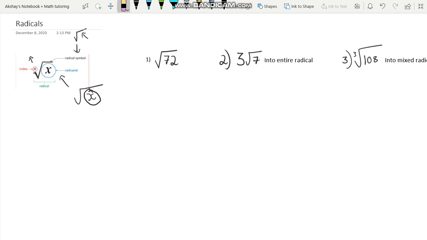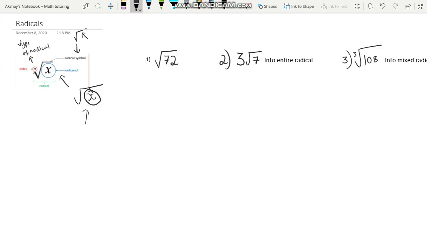Our next term is our radicand. Our radicand is the number within our radical symbol, number or variable. Our index is our type of radical, which we will look at as well. And our radical is, of course, all these pieces together.